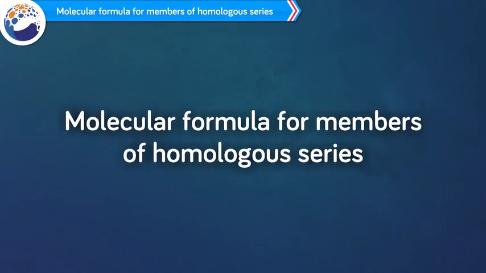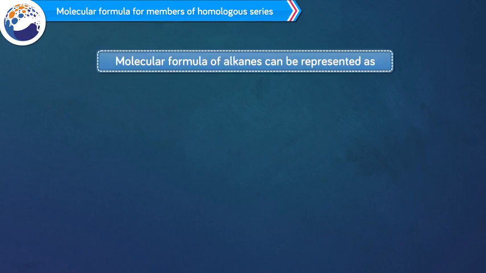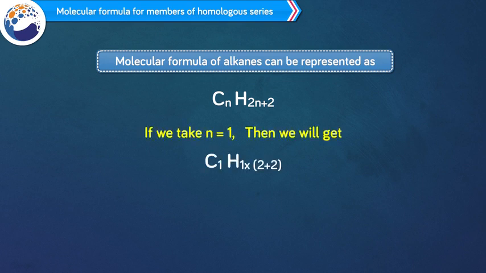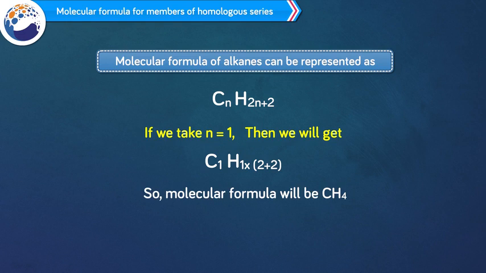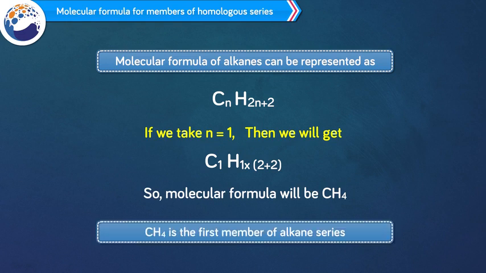Molecular formula of alkanes can be represented as CnH2n+2. If we take n equal to 1, then we will get C1H(1×2+2), so the molecular formula will be CH4. CH4 is the first member of the alkane series.